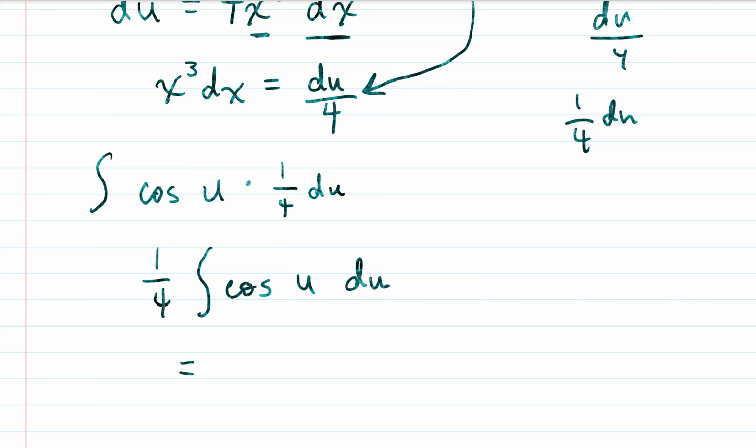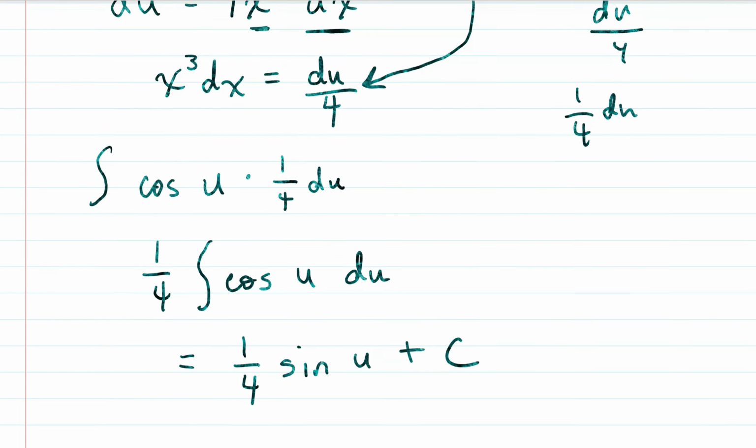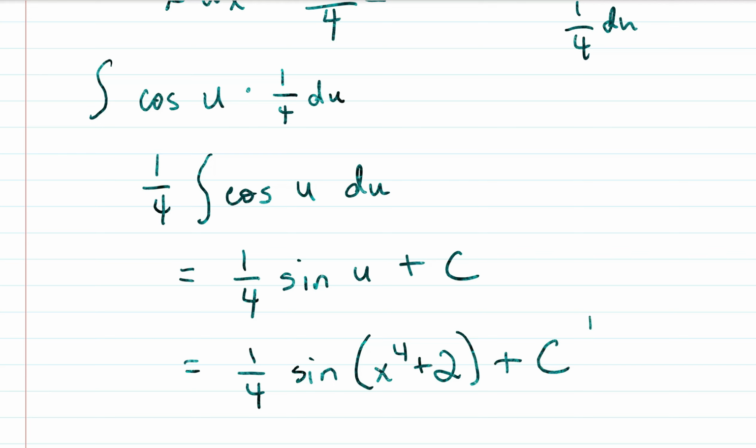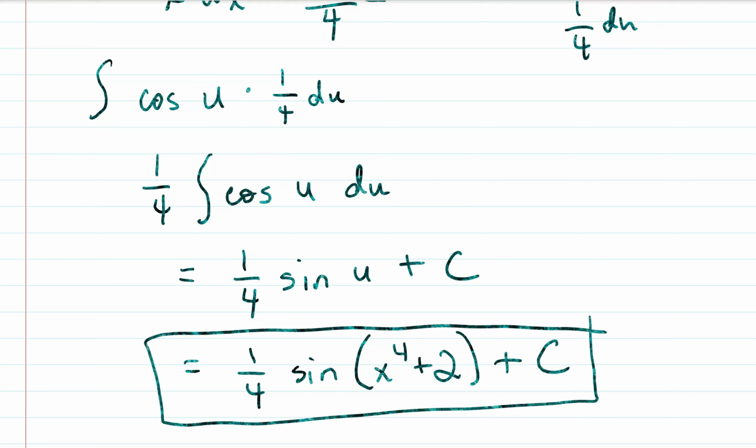So this is going to be 1/4 times the integral of cosine u, which is sine u, and don't forget to add the constant of integration. And then lastly, we'll write 1/4 sine, and instead of writing u, we'll replace what u was, which is x to the fourth plus 2, plus c, that constant of integration. So what we did was take a really complicated integral and replace it with a simpler integral.